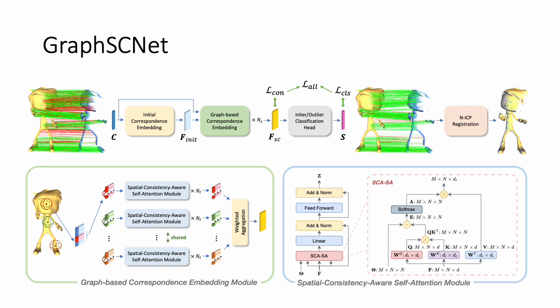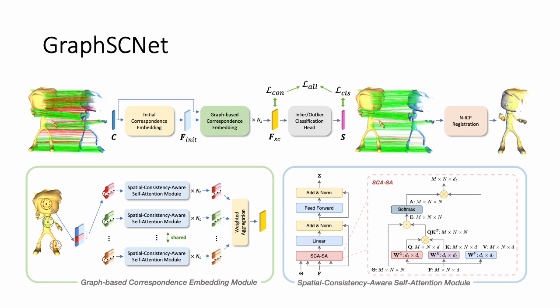Based on the local spatial consistency, we then propose a graph-based spatial consistency network, a Graph LC Net for short, for non-rigid outlier rejection. Given a set of putative correspondences, Graph LC Net leverages the graph-based local spatial consistency to remove the outliers from them. The core design here is the graph-based correspondence embedding module.